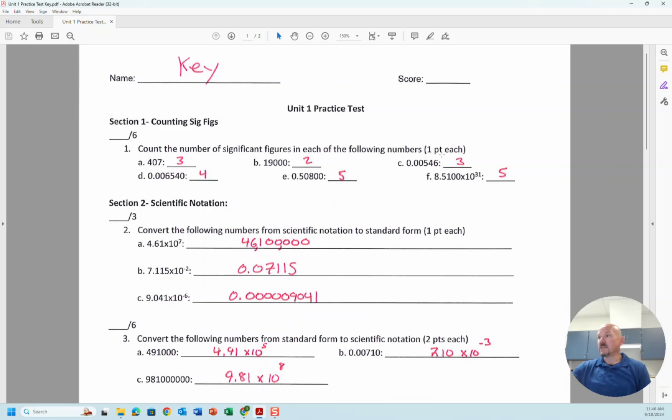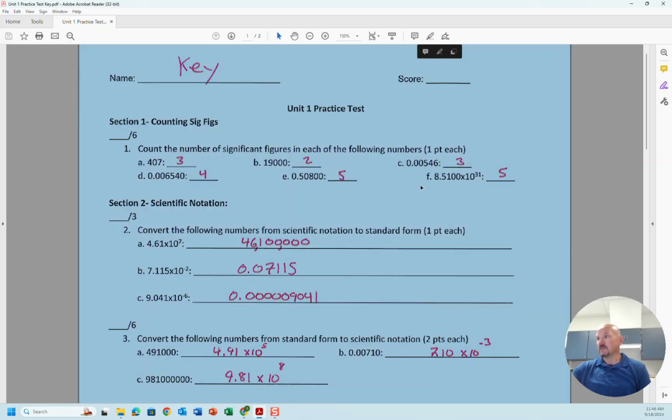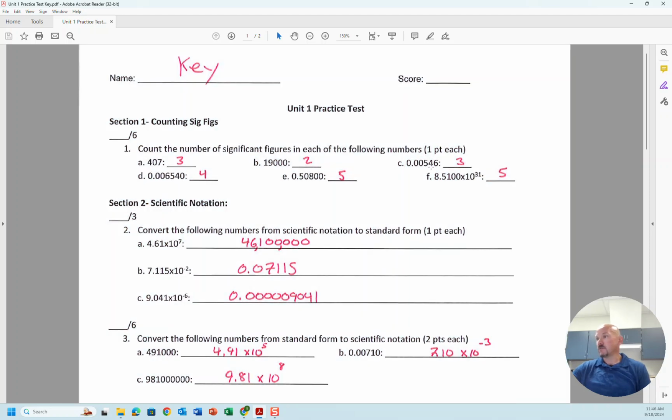If we go over here to C, this is 3 sig digs. Why? Because these zeros would be considered leading zeros, and leading zeros are never significant. So it's just the 5, 4, and the 6. Those are your 3 significant figures there. Okay, if we go over here, these zeros again are leading zeros, not significant. This 0 is a trailing zero.